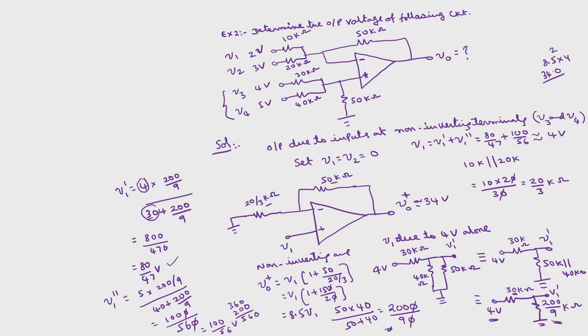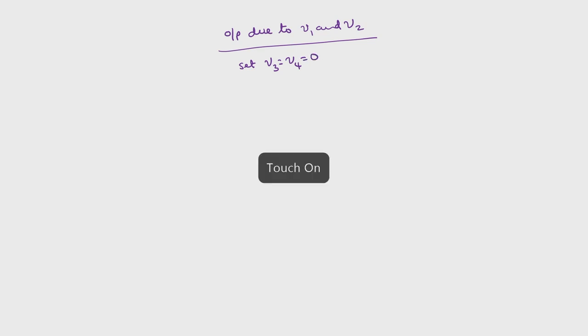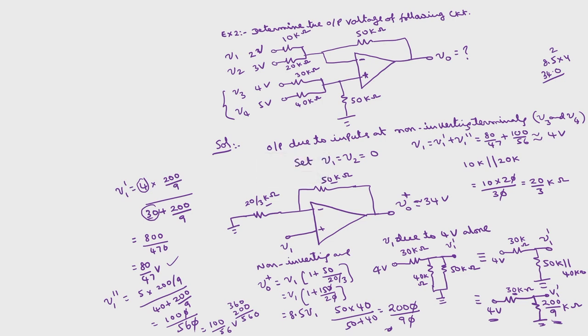Okay. And if you want to find the output due to V1 and V2, set V3 equal to V4 equal to 0. Then what will be the equivalent circuit? So these two points will be grounded, and this is another 50 kilo ohms. Overall there will be some resistance at the positive terminal, which we don't care about. Normally we use this for offset compensation. Because there is no current through this one, even if you have resistance, that can be neglected. So the equivalent circuit will be just these 2, 3 volts, 10, 20 and 50 kilo ohms.